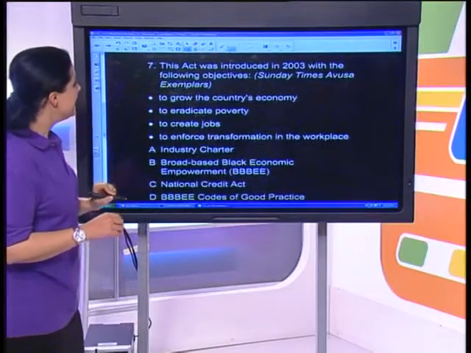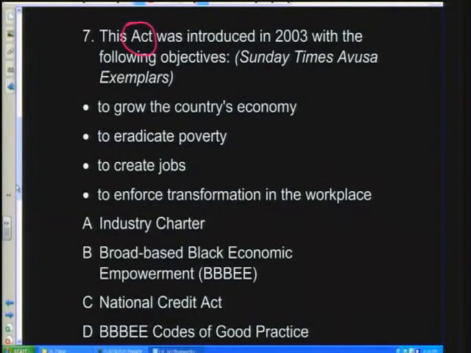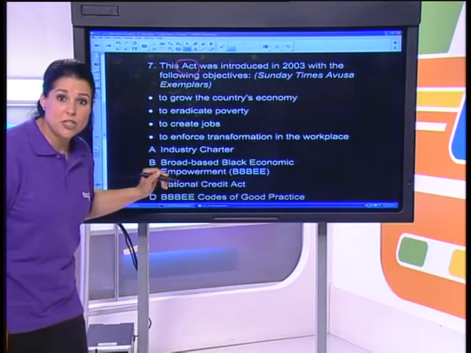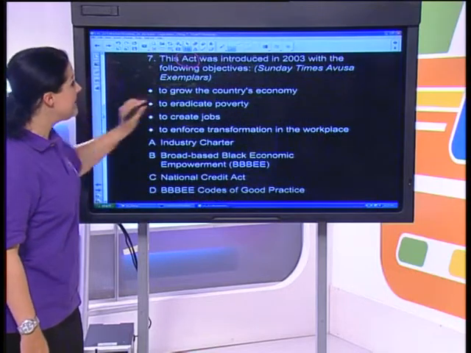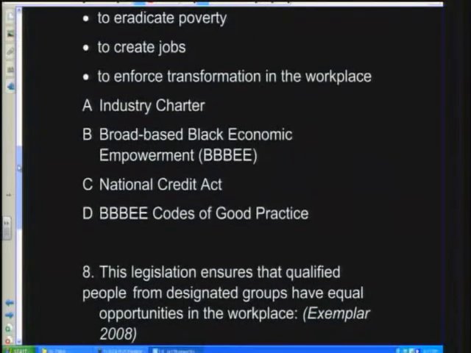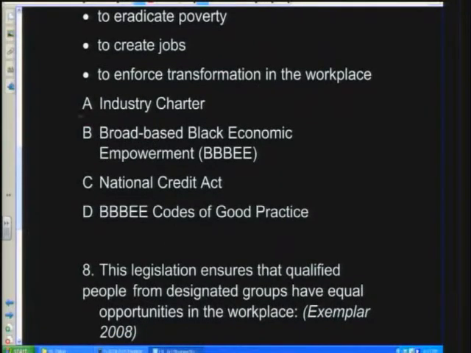Number 7 says, this act, once again, was introduced. Oh, wait, I put this question in here so that you guys can see this is a different way of asking the exact same question. But look what they're doing now. This came out of the Sunday Times. So just have a look here. It says this act was introduced in 2003 with the following objectives. And they actually go and list it for you guys. We just did this question where we talk about the growth in the economy, eradicating poverty, to create jobs, to enforce transformation. So I just wanted to show you that there's another way of asking this. And remember, we said the answer was B. So I'm not going to go through it again.